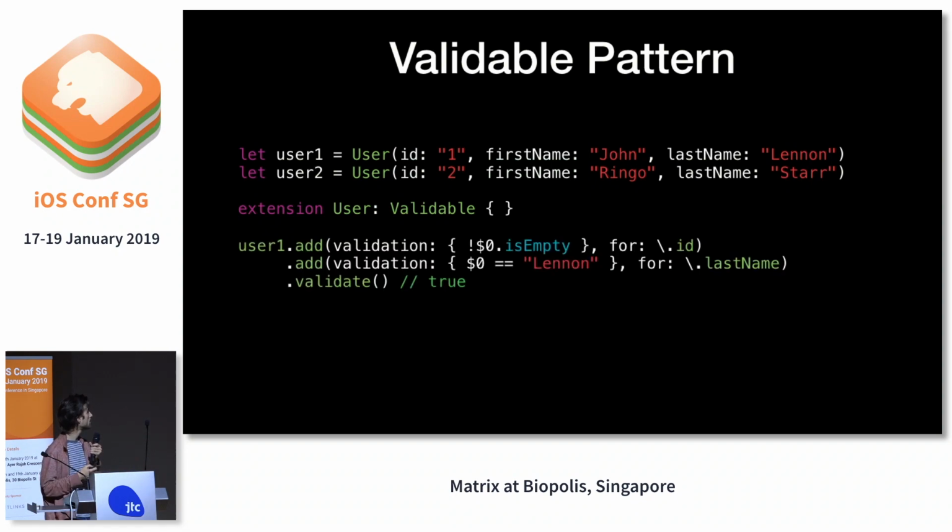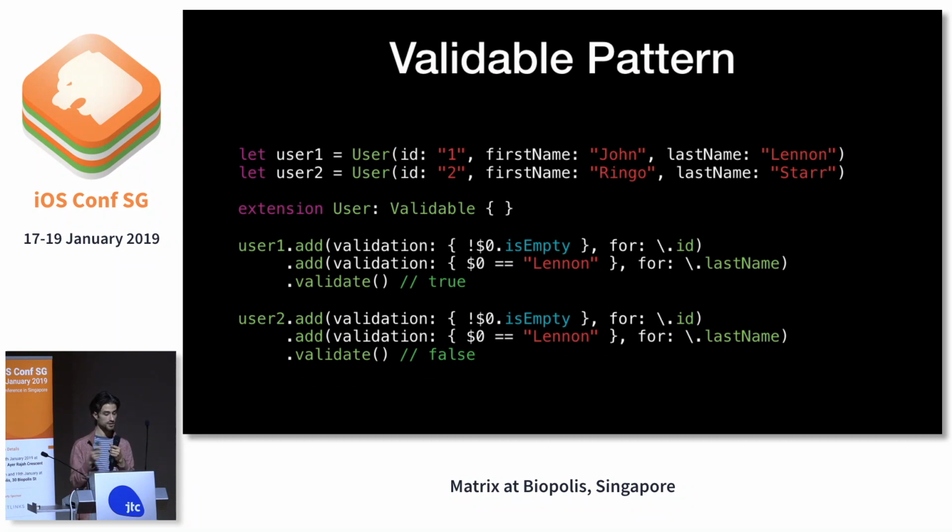I make the type User conform to Validable. I'm now able to write code like this. I have my user 1, and I want to add a first validation that its ID is not empty, and a second validation that its last name is equal to the string Lennon. If I call validate, it will tell me that the validation went well because every single one of the validation conditions was met. On the other hand, if I write the same validation test for the user 2, it's going to tell me that this second user did not pass the validation, probably because the second condition was not met.